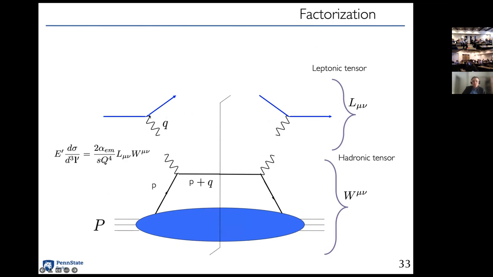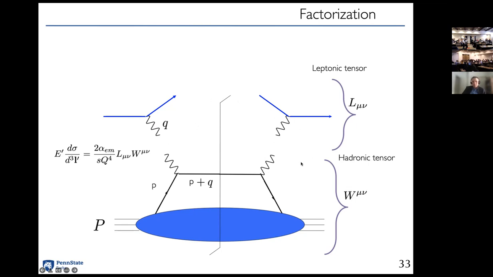So the lepton that radiates the photon here, and again, the lepton that absorbs the photon here. And this would produce the so-called leptonic tensor L mu nu. So this will be mu and nu sitting there. And the rest below here would be encoded in the so-called hadronic tensor, W mu nu. That's the diagram for our hadronic tensor. Now the cross section will be the convolution of leptonic tensor and hadronic tensor.